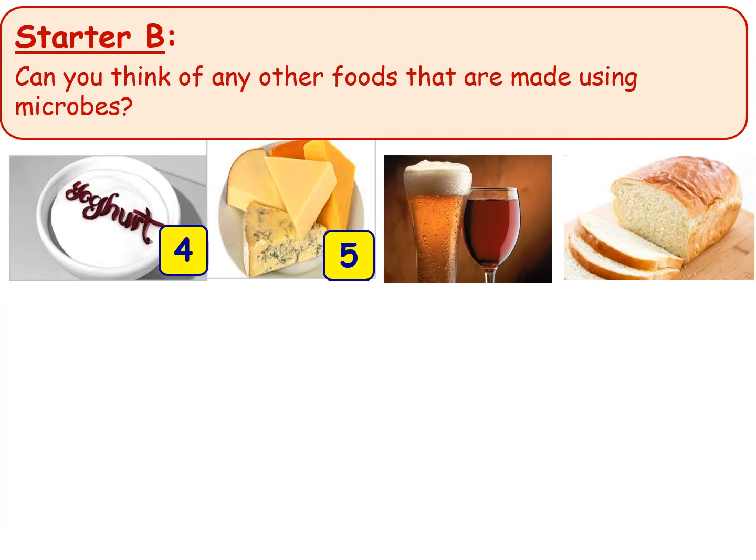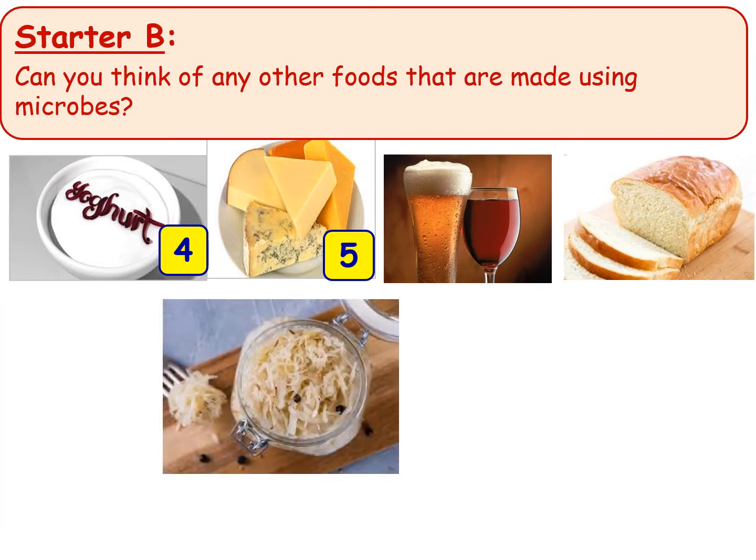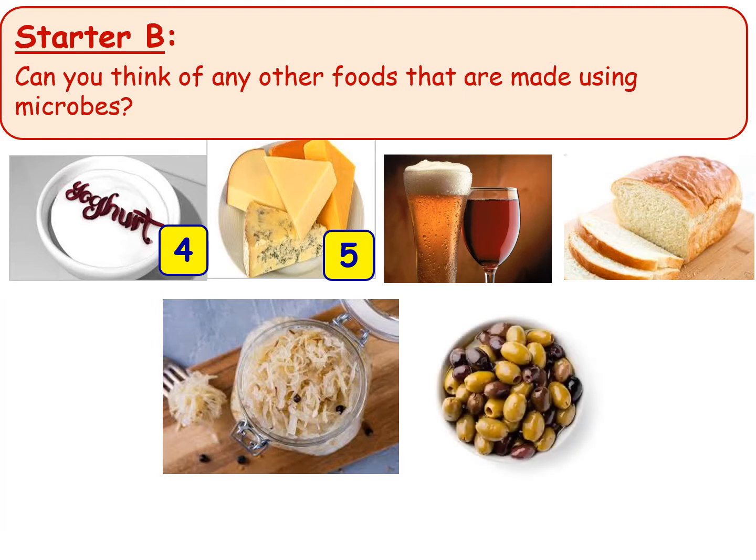Other fermented products that you may have thought of are sauerkraut, if you've ever had that before, olives, and there are a few other fermented foods that you could have added there. We'll look at the term fermentation in a little bit more detail as we go through the session.